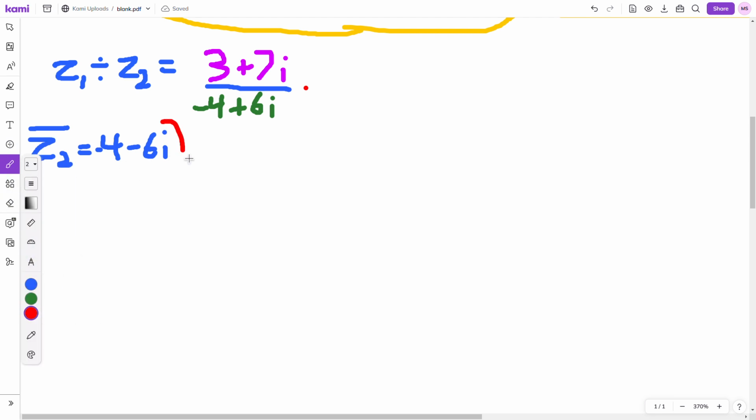This is what we have to multiply by, and we have to do that top and bottom. So this right here is going to be minus 4 minus 6i, and on the bottom, same thing, minus 4 minus 6i. And we're just going to multiply across. And what that means is we're going to have to do the area model twice, one for the numerator and one for the denominator.